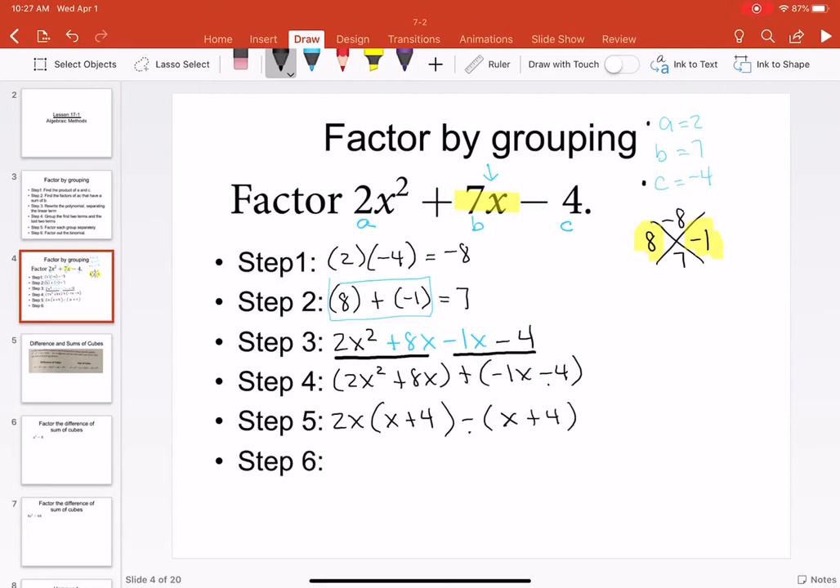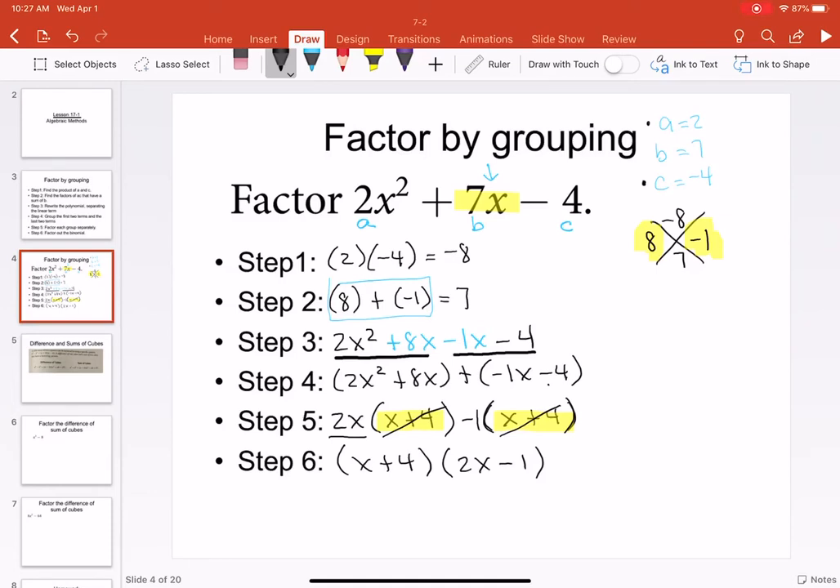Okay, and the last step says to factor out the binomial. Now we have two terms, that's why it's a binomial. This is my first term, this is my second term, so two of them. I notice that these two are the same, so that's what I'm going to factor out here. I'm going to take out the x plus 4. If I factor it out, what I'm left with is 2x minus, and then here I always have a 1 because I have one of these guys. Okay, and that's how you factor it. That's factoring by grouping.